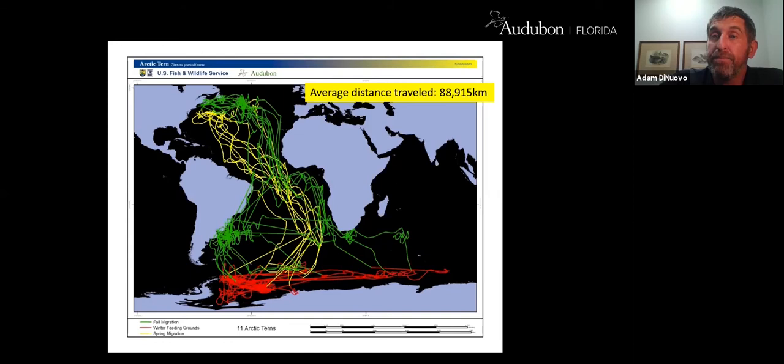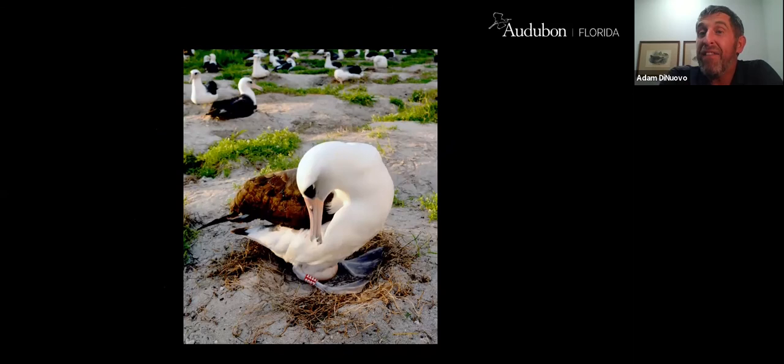The last bird, and this is just a good story. The last bird I want to talk about is Wisdom the albatross. A lot of you may be familiar with this bird. This is the oldest known wild bird. The reason that we know that is because it's banded. So this bird was banded in 1956. And it's a Laysan albatross.